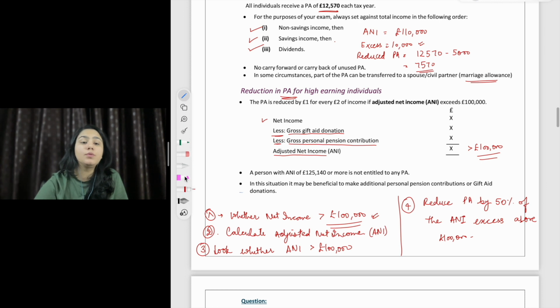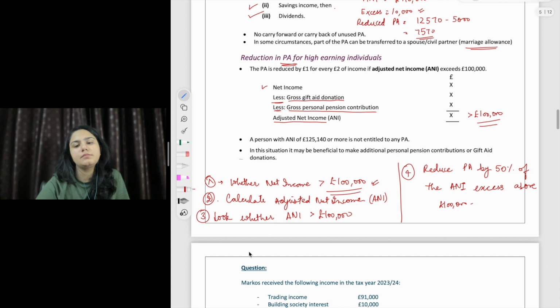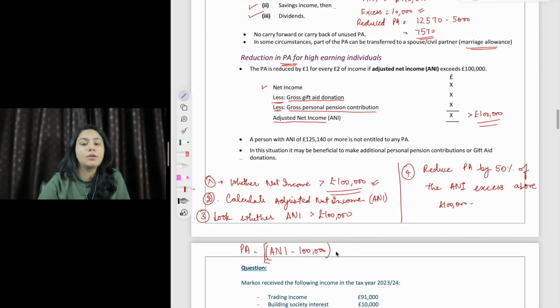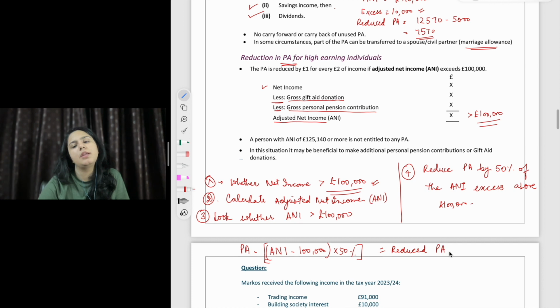In other terms, if you want a shorter formula for it, it's going to be personal allowance minus, in brackets, ANI minus 100,000, close brackets, multiplied by 50%. This is going to give me my reduced personal allowance.